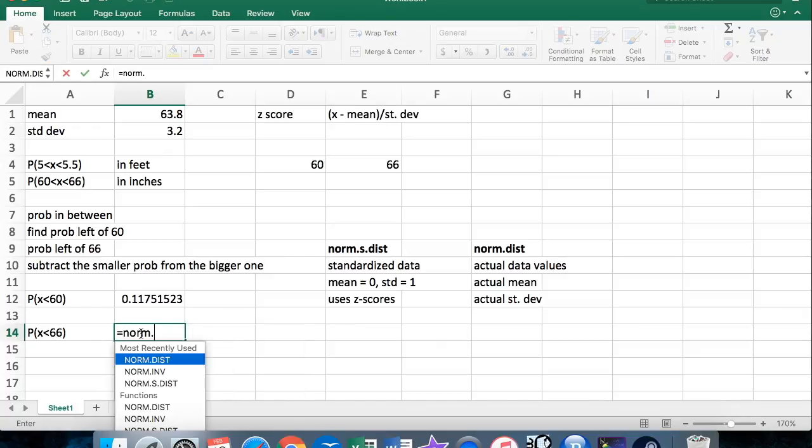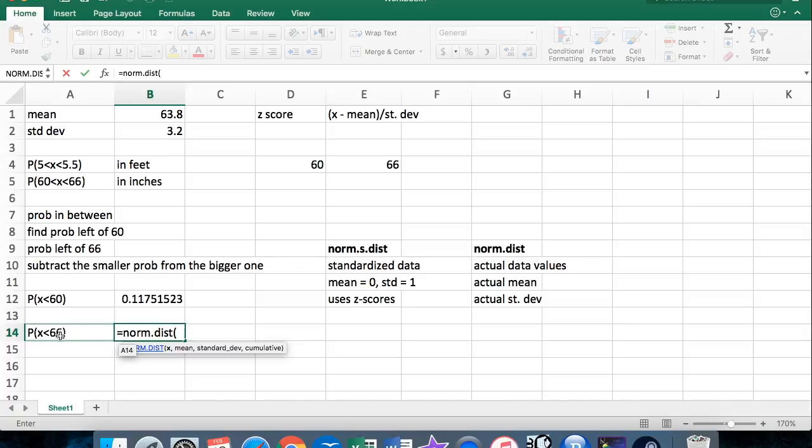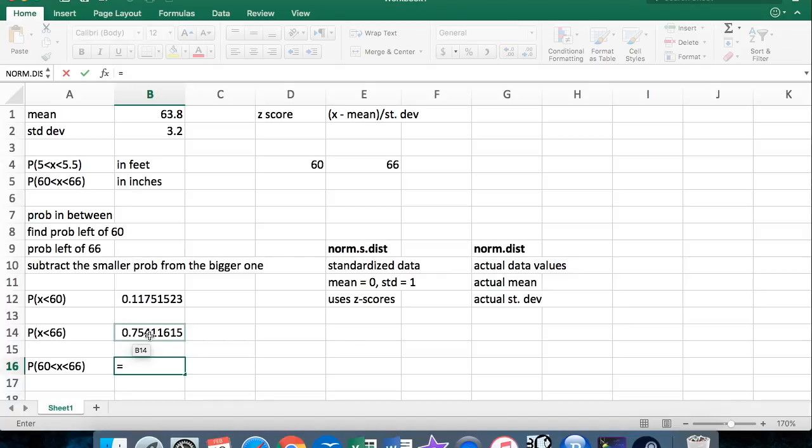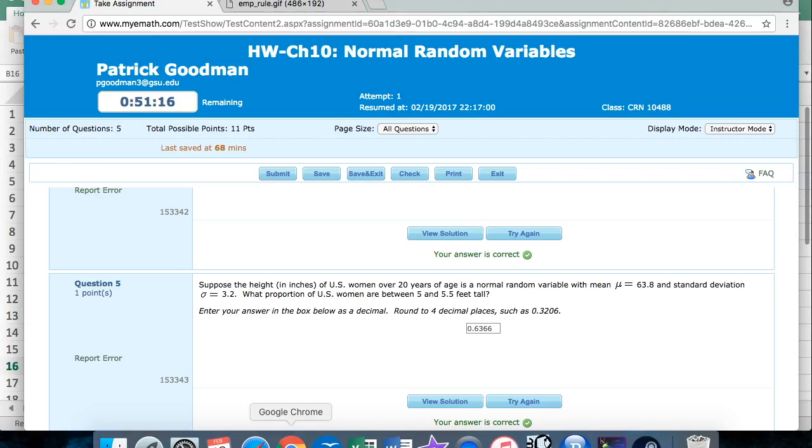Now let's find this other one. Norm.dist, and now it's not 60, it's 66. Our mean is 63.8, standard deviation is 3.2, and it's cumulative. Now remember, to find the probability in between, you subtract the smaller probability from the bigger one. The 75% is bigger than 11%, right? So we start with this one, minus the 11%. There you go, 63-ish percent. And that's exactly what we got here.